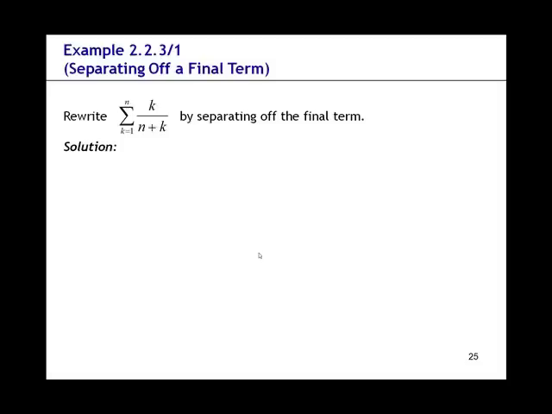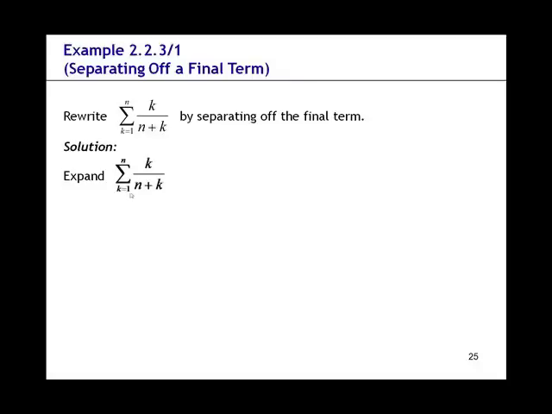So let's look at an actual example. Rewrite the summation of k equals 1 to n of k over (n plus k) by separating off the final term. So you can expand the given summation notation.